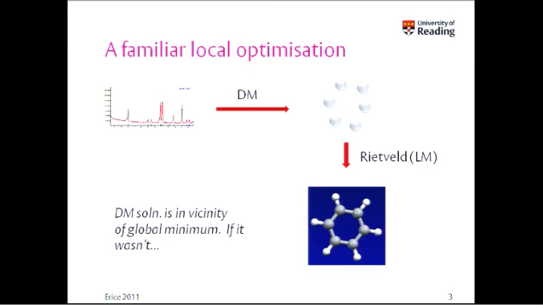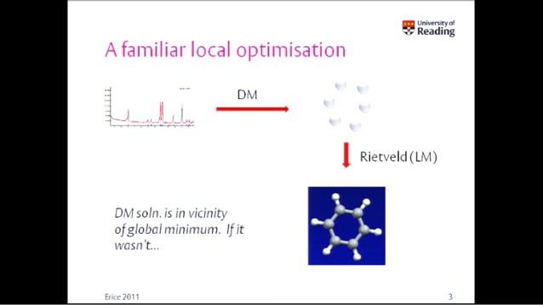Approach P, that initial rough structure, and bring it down into the minimum that we hope corresponds to the correct crystal structure. And then, as Carmel said earlier on, the structure completion stage of finishing everything off. So we're making this assumption that our direct method solution is in the vicinity of the global minimum, and that this refinement process, which is driven by least squares, will bring us down into the lowest point of that minimum.